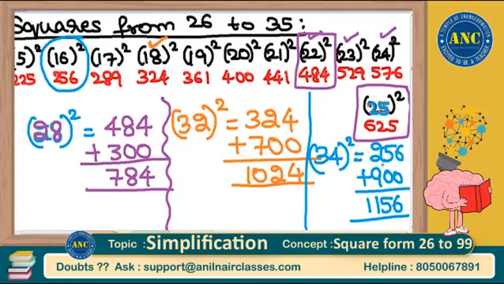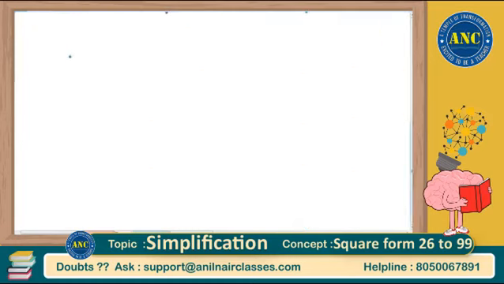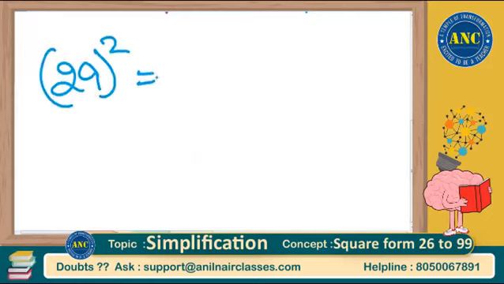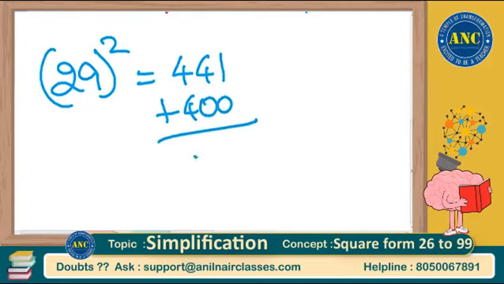Suppose, tell me the answer for this question, sir. Suppose I want to find 29 square. 29 and 25 difference is 4. 25 minus 4 is 21. Square is 441. Add 400. Answer is 841. Very easy logic to find out the solutions. I hope the idea is clear, sir.